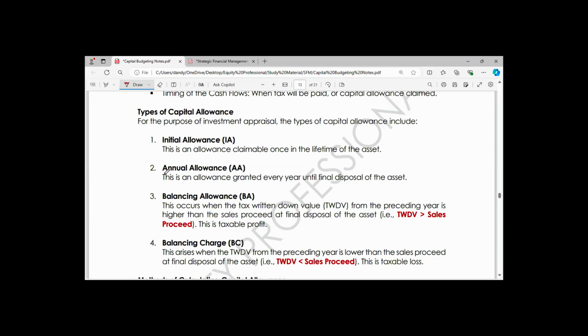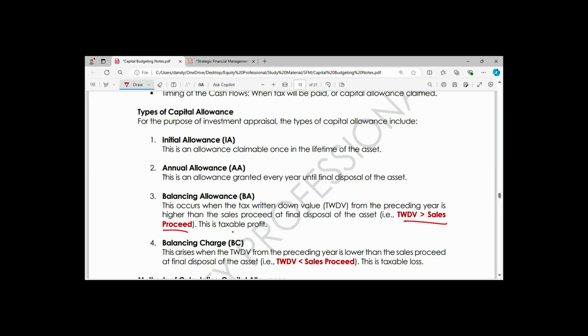The balancing allowance will arise when the tax written down value from the preceding year is greater than the sales proceed. I repeat, the balancing allowance will arise when the tax written down value from the preceding year is greater than the sales proceed. Once your tax written down value is greater than sales proceed, it is called balancing allowance. The difference between the tax written down value and the sales proceed will represent the balancing allowance, which represents a taxable profit that the company will benefit.